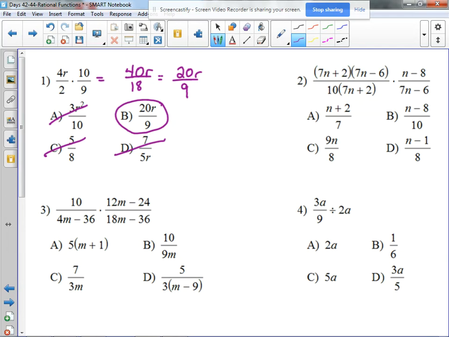Okay, let's look at number 2. It's already in factored form. We are not going to multiply all this stuff out, because we are able to cancel things when it's in factored form. So we're going to keep it in factored form. But let's think about this.